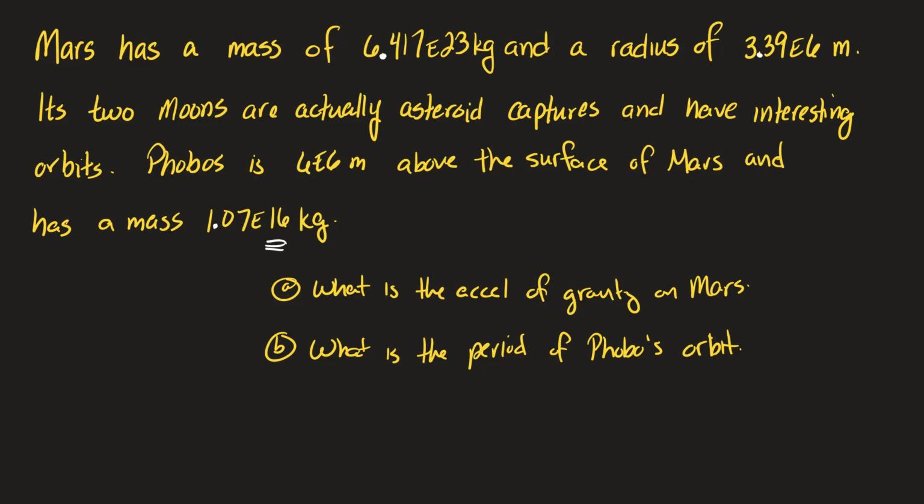For this question, the correct answer, or at least I'll say it this way, what I calculated was the acceleration is 3.72 meters per second squared, and the orbital period is 7.67 hours. Now, there's nothing new here. This is straight out of yesterday's example and straight out of your homework. So there's nothing particularly interesting here.